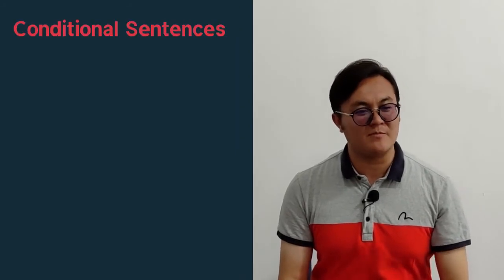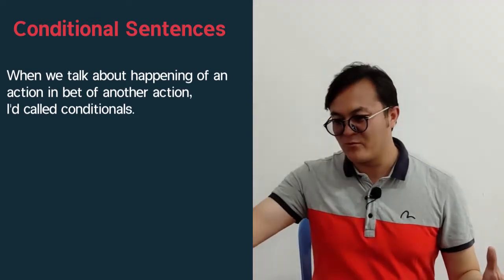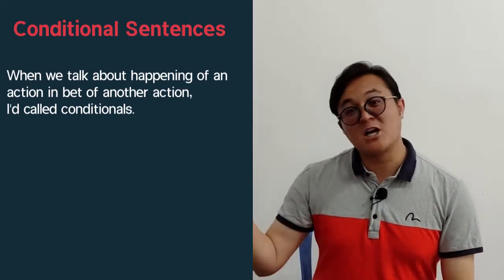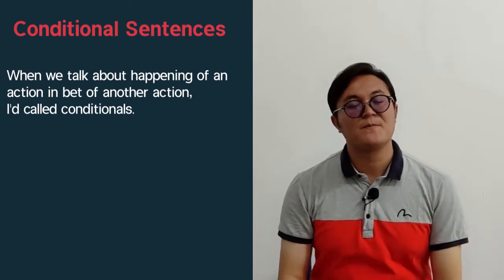جملات شرطیه، به عبارتی دیگه conditional sentences are going to be those kind of sentences that we typically talk about the performance of an action or happening of an action in a bit of one another action. If it occurs, that will happen or that happens.